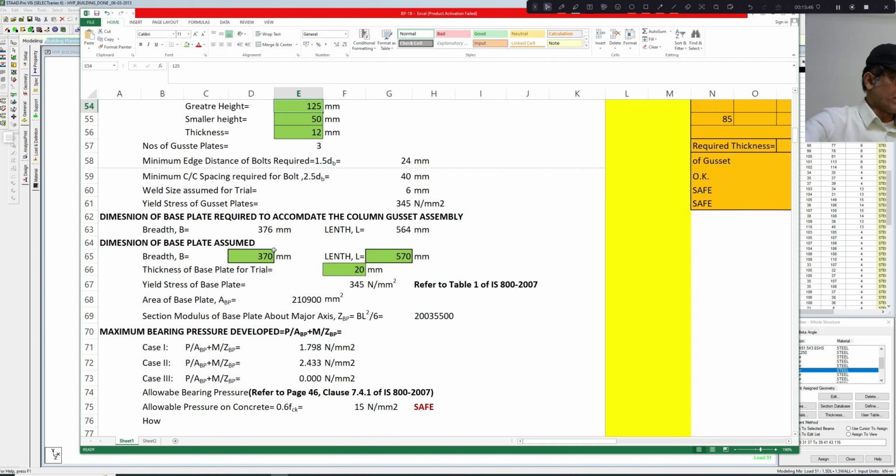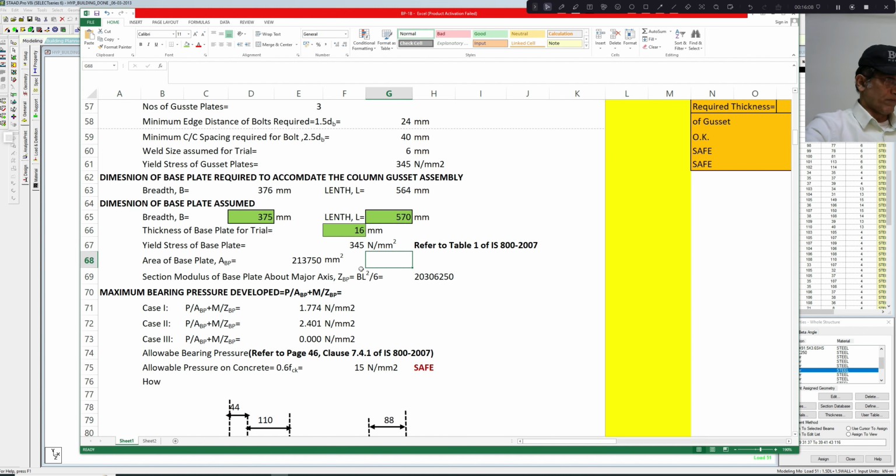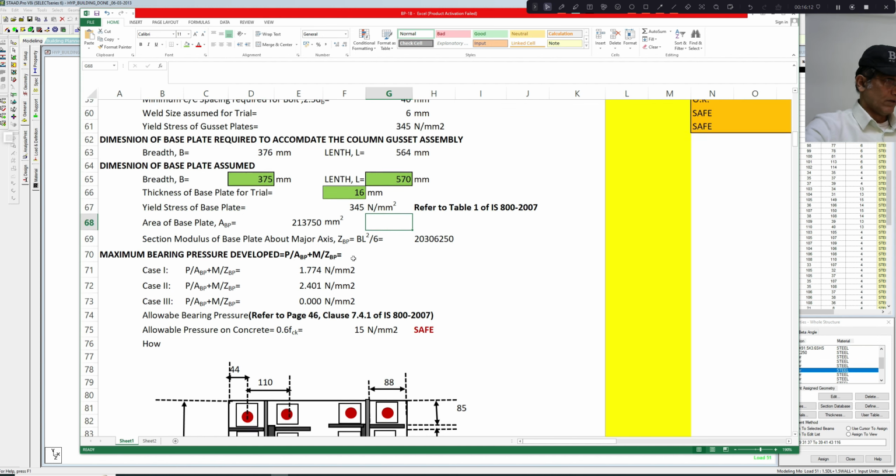So the dimension required is 376 and 564. We have rounded it off. Let us make it 375 mm breadth, so 376 mm is required. 564, so 570 is okay. Thickness, let us try with 16 mm. Base plate, yield stress of base plate is 345 Newton per millimeter square.